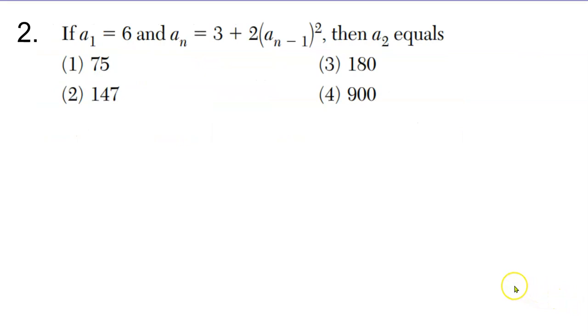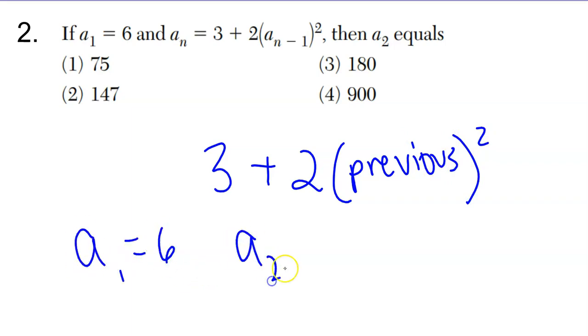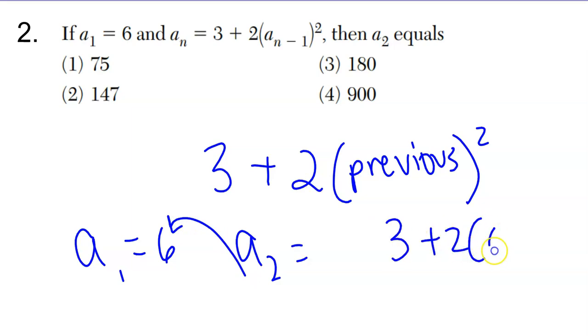Number 2, if a sub 1 is 6, and the answer for any number, a sub n, is 3 plus 2 times, do you remember what this means? Previous number, right? So 3 plus 2 times the previous number squared. So if a1 is 6, then a2 will be 3 plus 2 times the previous answer squared. Plus 2 times the previous answer, which was 6. Type that in your calculator.